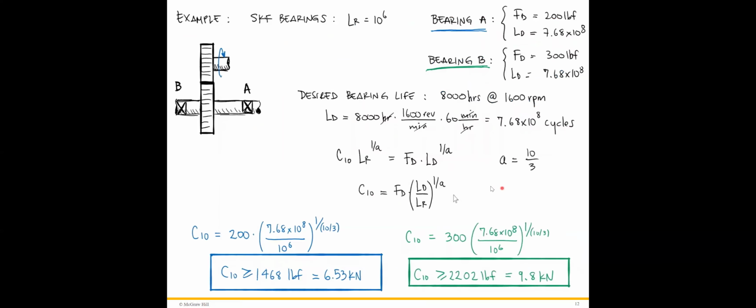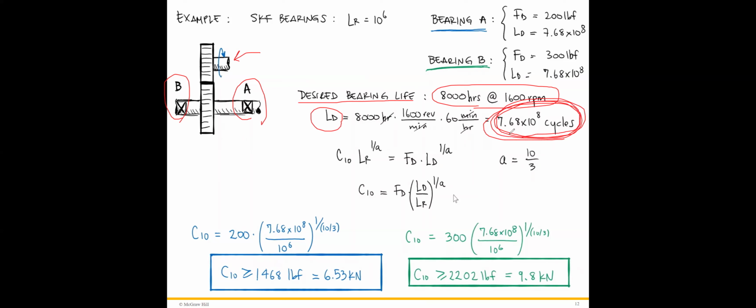So there's another example. We have two bearings, A and B, and this is the driving shaft, or say the driving gears. It doesn't matter. What we desire for the bearing life is 8,000 hours at 1,600 RPM. And then we can convert the hours to cycles. So this is the desired life in cycles.